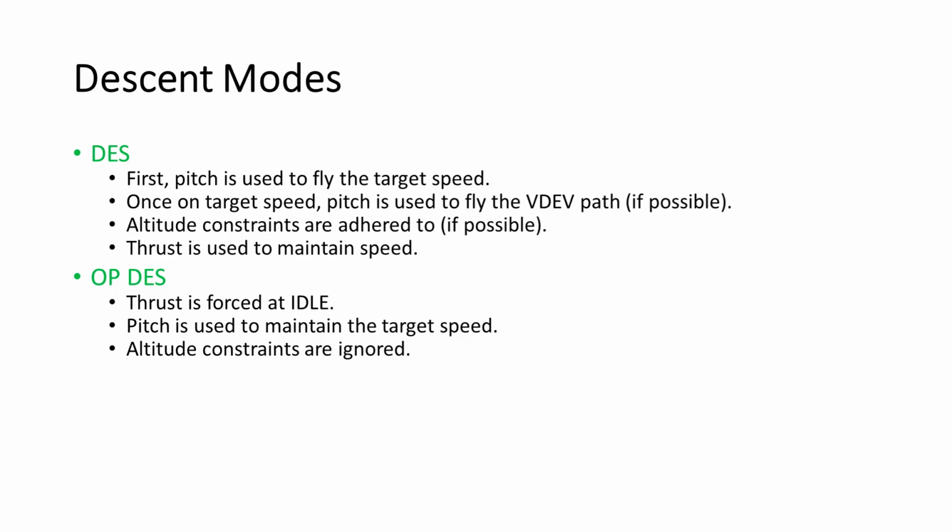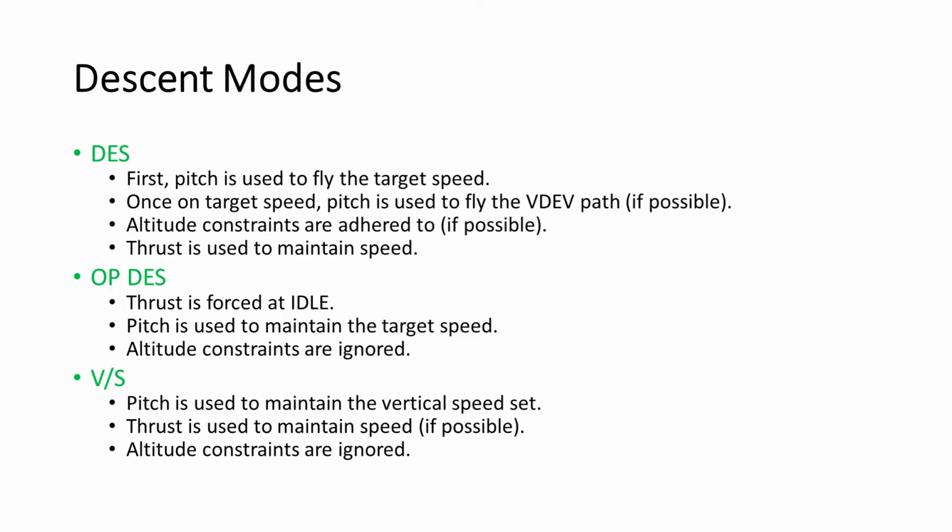The next mode is open descent. So open descent forces the thrust at idle, then the pitch is used to maintain the target speed, and any altitude constraints are ignored. The next mode, the last mode, is vertical speed. With this mode, pitch is used to maintain the vertical speed, which you have set in the FCU, and the thrust is used to maintain the speed, if it's possible. Again, the aircraft cannot apply less thrust than idle, so if you set too much vertical speed, even though the thrust is at idle, the speed will still run away. And also, just like open descent, any altitude constraints are ignored.